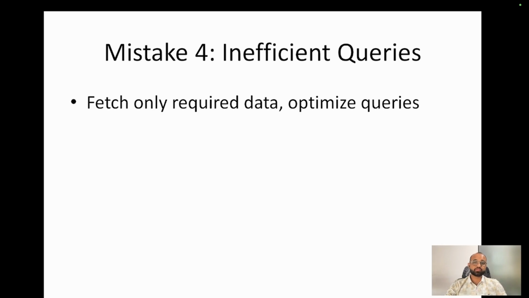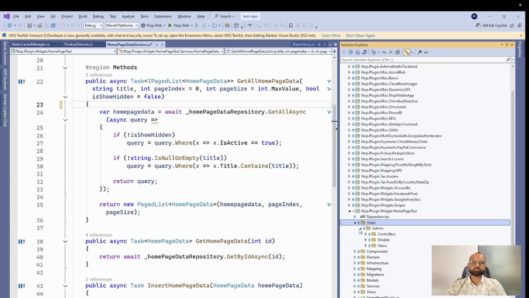Mistake 4: infinite queries. Fetch only the required data and optimize queries. This is important. In the last video, I will also share some tips on how you can make it faster. If the data is not sufficient and you are not taking care of that, that will also be a mistake.